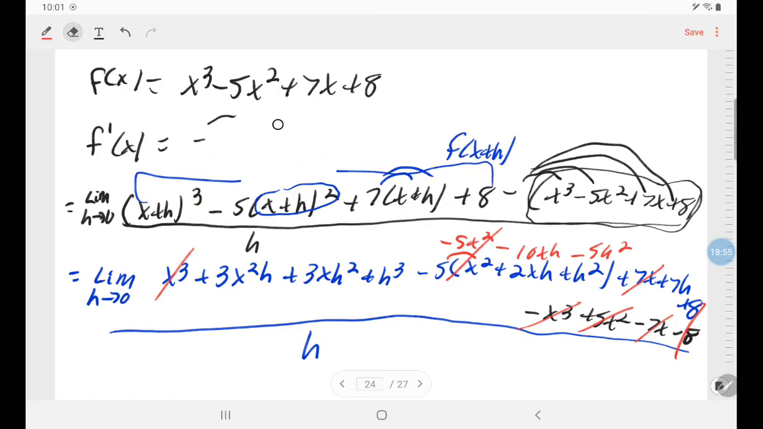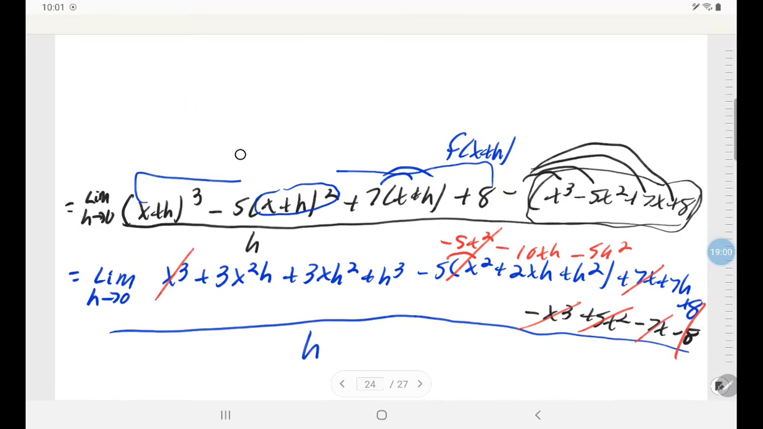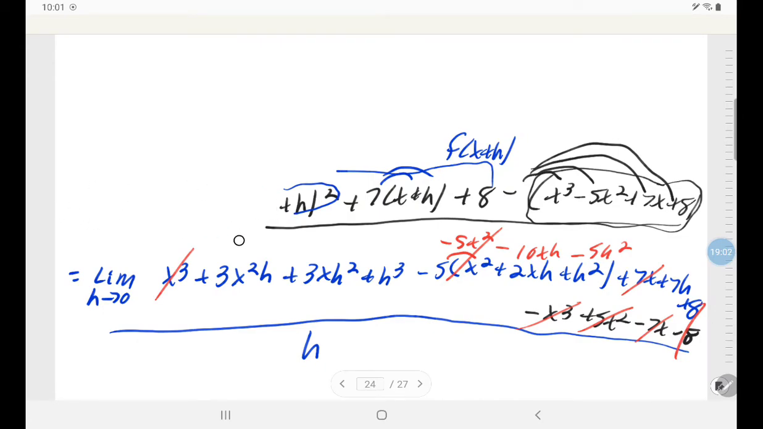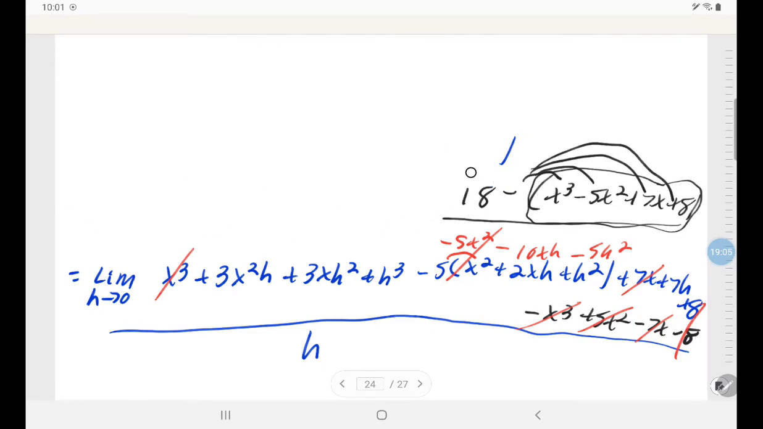Let me go ahead and do some more writing here. And erasing, I guess, as the case may be.